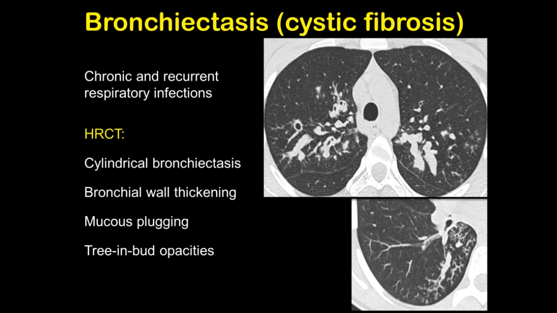Cystic fibrosis is mainly due to chronic and recurrent respiratory infections. And we can see cylindrical bronchiectasis, usually predominant in the upper lobes, as we see in this patient. Bronchiectasis with mucus impaction and some small nodules, centrilobular, some of them resembling tree-in-bud pattern. We can also see bronchial wall thickening, mucus plugging, and as I mentioned before, tree-in-bud opacities.